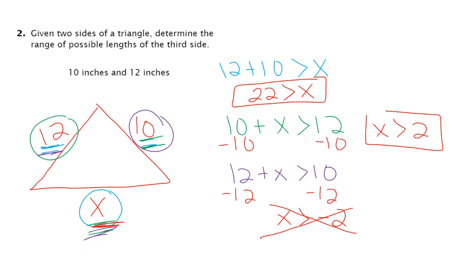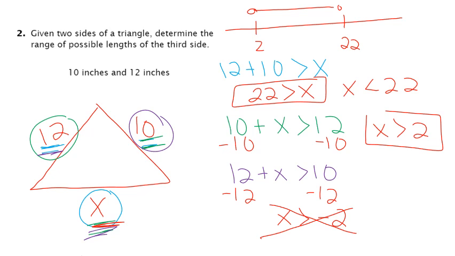So if I was to graph it, really what's happening here is I know this is the same as x less than 22. So really what ends up happening is I'm looking for numbers that are between 2 and 22. And so I can write this as a compound inequality if I want to, and this goes from 2 to 22. And that would be my final answer. So the range of values is between 2 and 22.